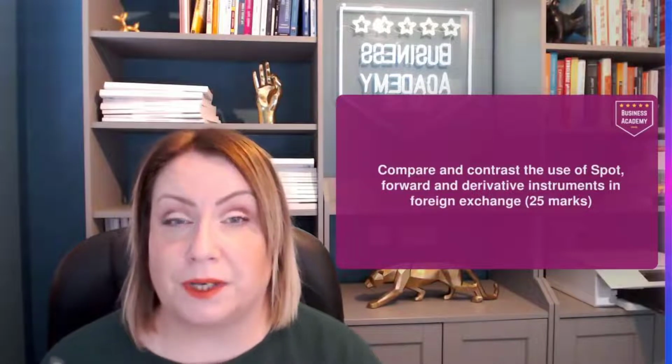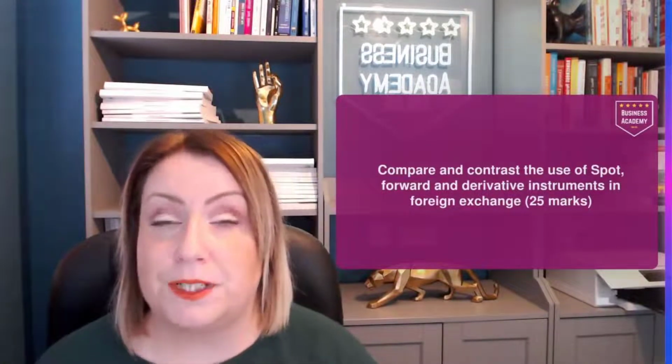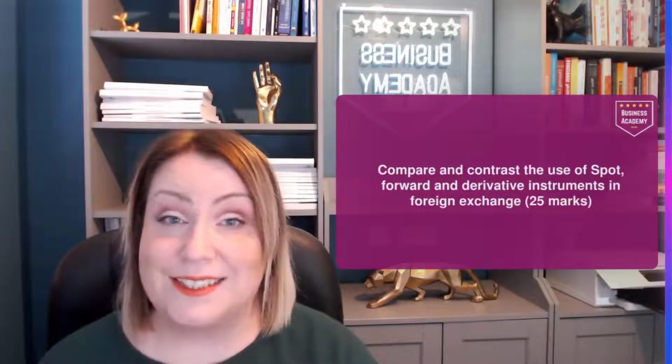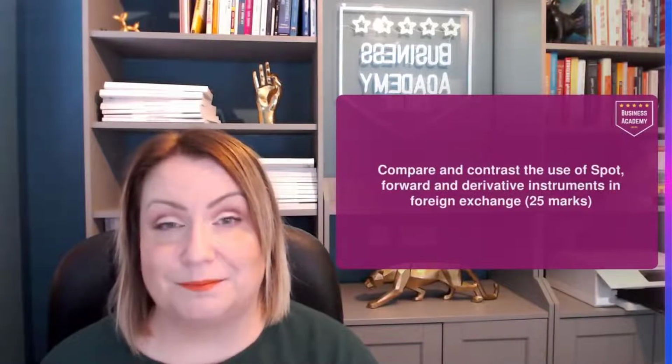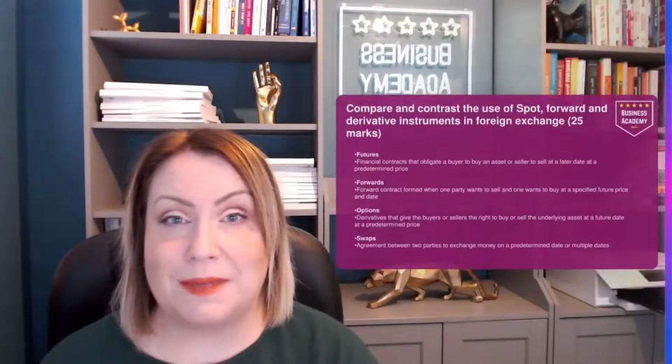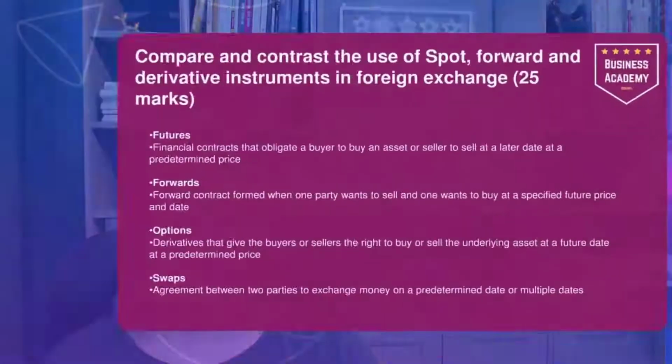And you can do that as you're going along, or you could do that at the end. I recommend doing it as you go along in your answer. Also, you need to explain what spot, forward and derivative instruments are, which we shall do. And the context is all about foreign exchange. So everything that you're saying, you have to link back to currency, to foreign exchange. So let's have a look at this question's answer. Let me make this full screen for you.